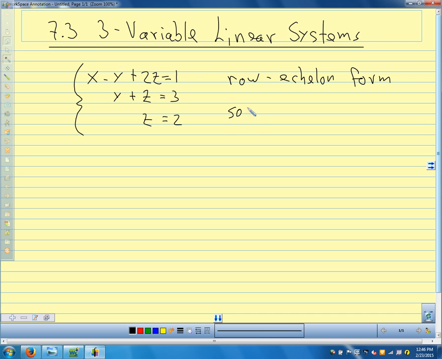So our solution here would be -2, 1, 2. So z equals 2, y equals 1, x equals -2. This is called an ordered triple instead of an ordered pair.